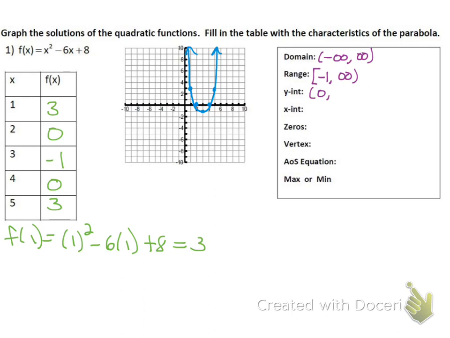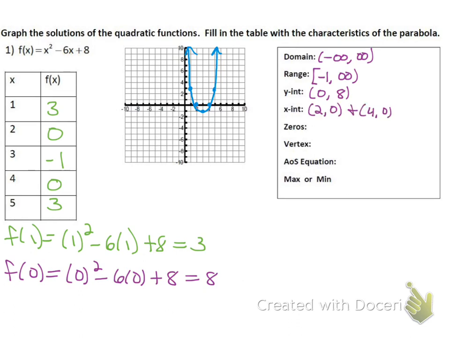I don't see a y-intercept here, so I need to go ahead and substitute. Now I have that work down here in purple, in case you forgot how to do that. In this case, the y-intercept is 0, 8. Again, you can't see it, but doesn't mean it doesn't exist. The x-intercepts, this graph crosses the x-axis twice at 2, 0, and 4, 0. The zeros are those x values, x equals 2 and 4. The vertex is right here.